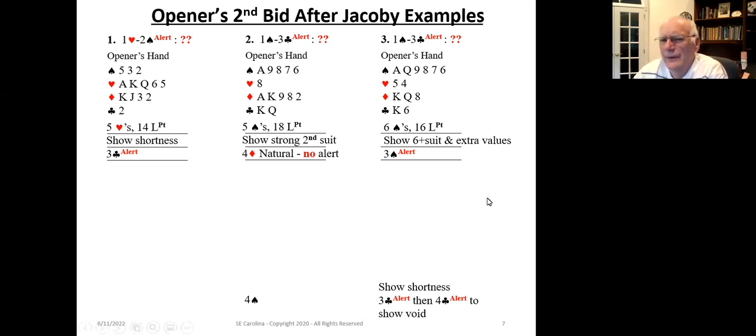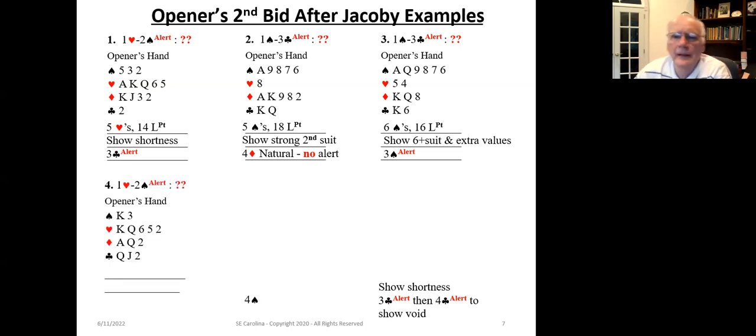Because it communicates specific information about the length of the suit, generally I would alert this. I'm not sure it's actually mandatory, but I would alert it. Let the opponents know my partner's got a 6 plus card spade suit and extra values.